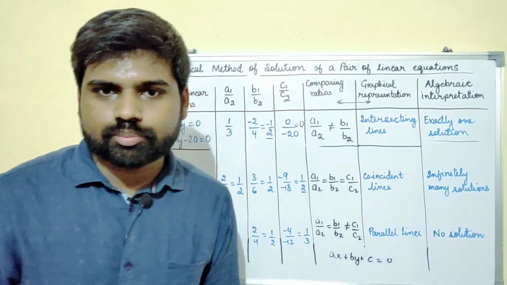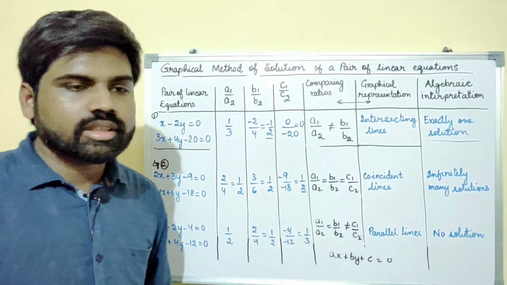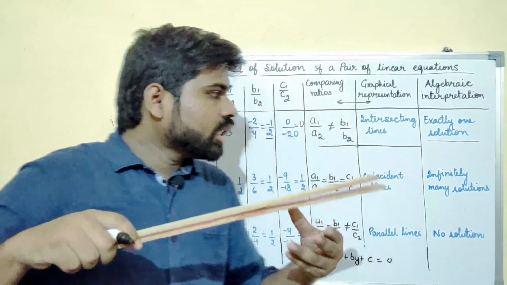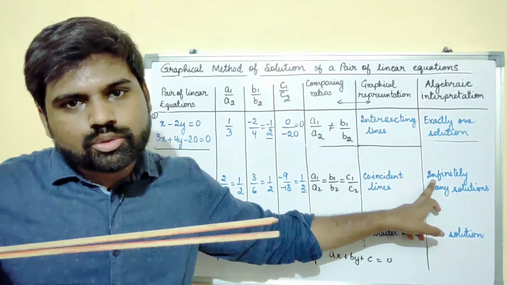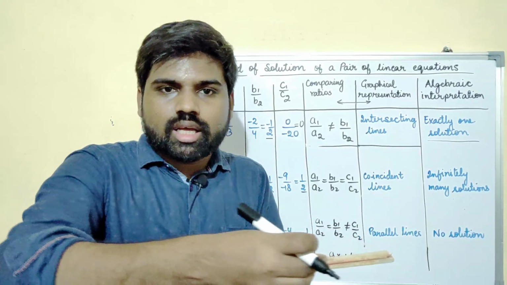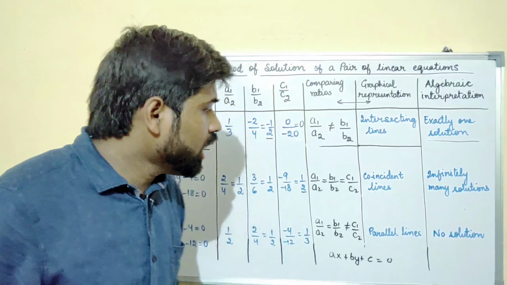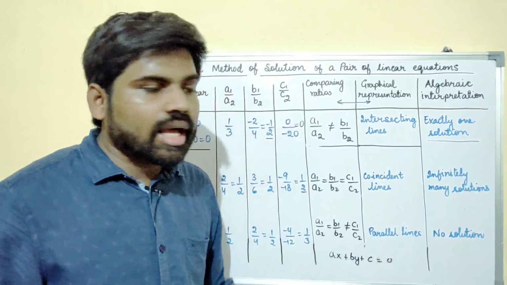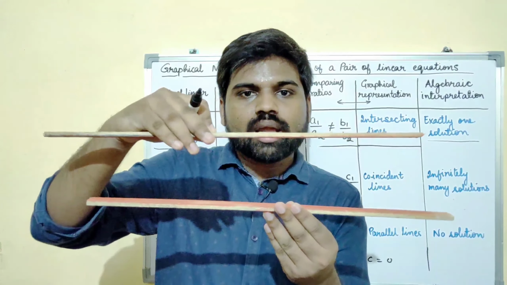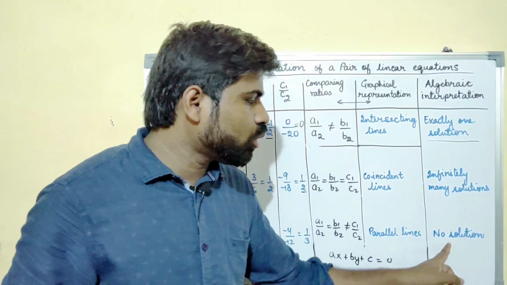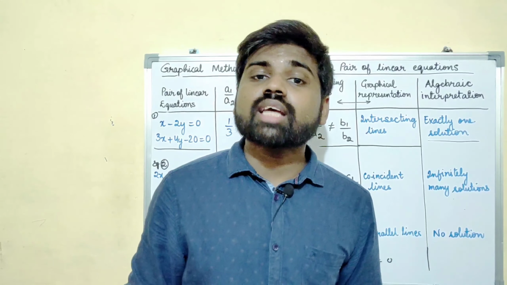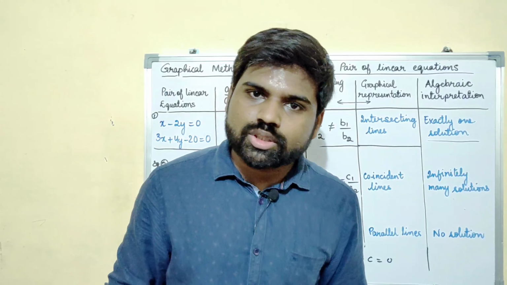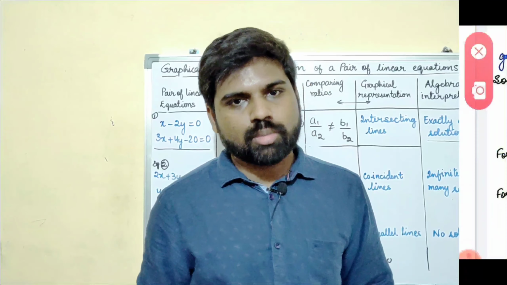Exactly one solution. And in the second case it was coincident, that means the lines are overlapping, so we will have infinitely many solutions. There will be as many points as we can plot. In the third case it was parallel, and parallel lines don't intersect, so there will be no solution. Now let us have a look at the examples and try to find the solution of linear equations in two variables by using the graphical method.